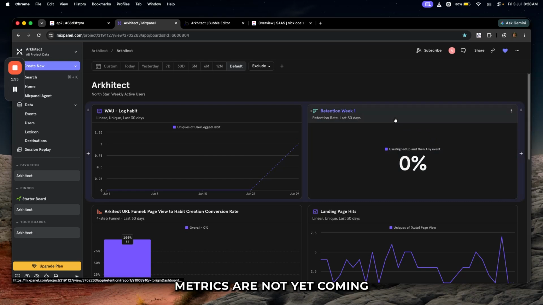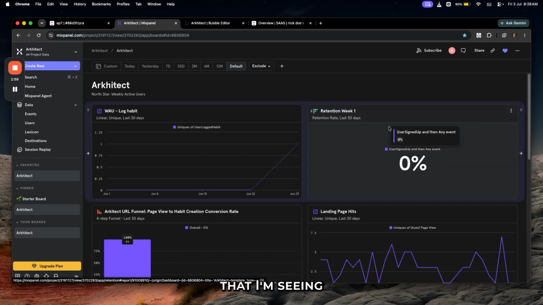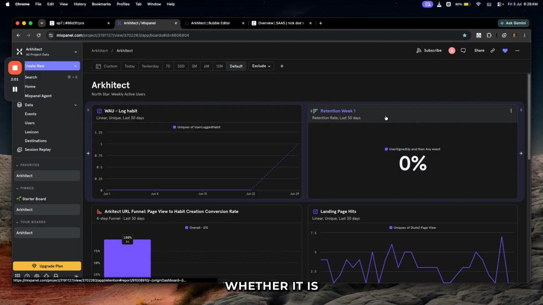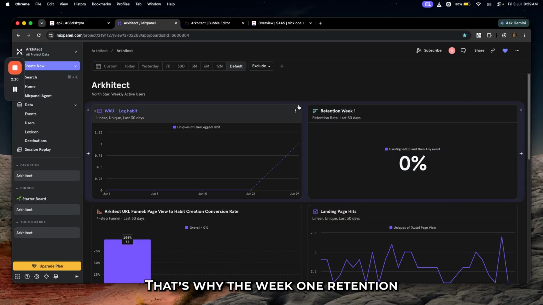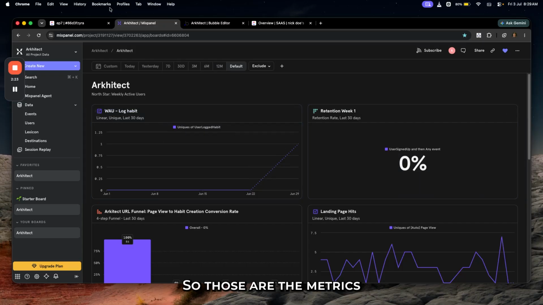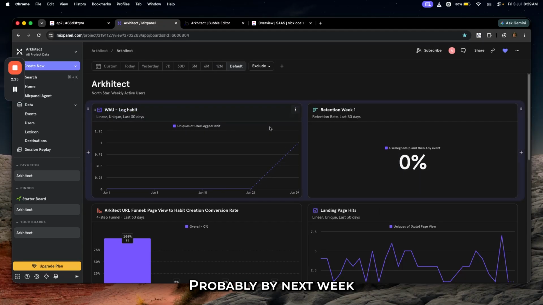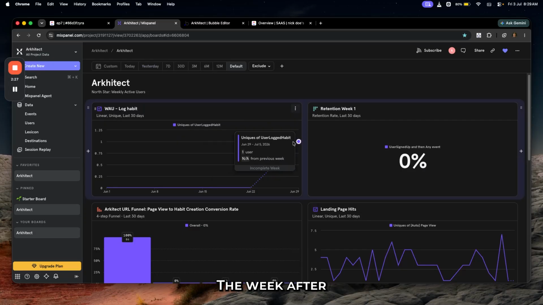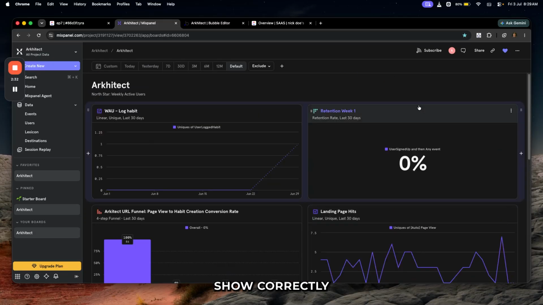The metrics are not yet coming, but based on the data that I'm seeing, I have to verify whether it's after sign up. So I think we have quite a low sign up rate. That's why the week one retention is quite high. But as we go along, that will drop rapidly. Yeah, so those are the metrics. Probably by next week, the week after we get some logs firing, then it should show correctly.